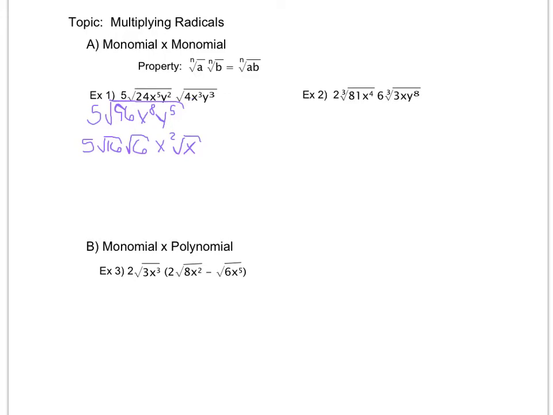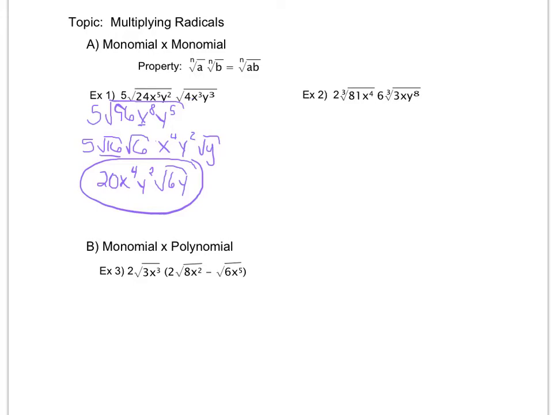Oh, excuse me, I had 8 x's. I apologize, I was looking at my original problem on accident. So x to the 8th, I have 4 groups of 2 with none left over. Y to the 5th, I have 2 groups of 2 with 1 left over. So the radical of 16 is 4, so 5 times 4 is 20. I'm going to bring my x to the 4th and my y squared down, and then everything in my radical, which is 6y. And there is going to be my simplified form after multiplying my radicals together.